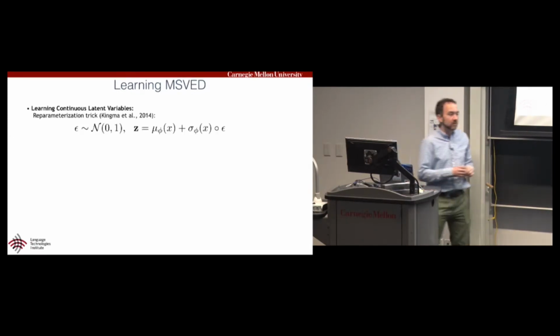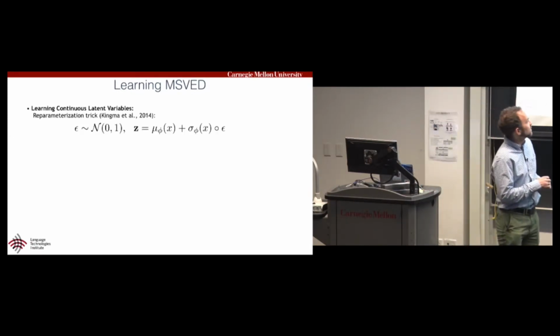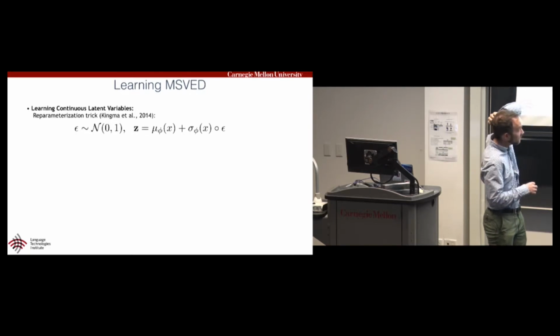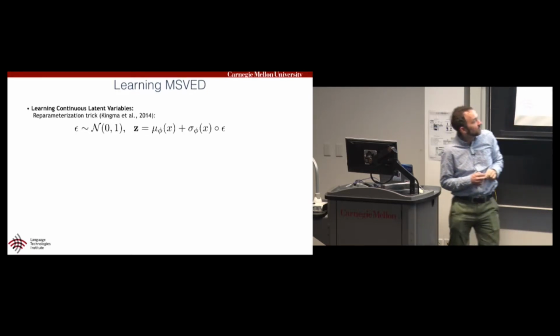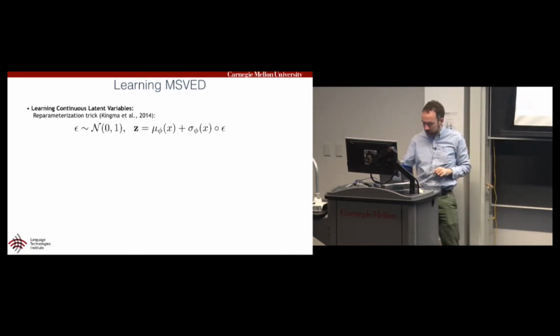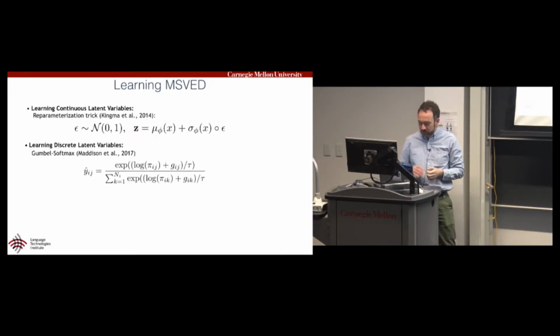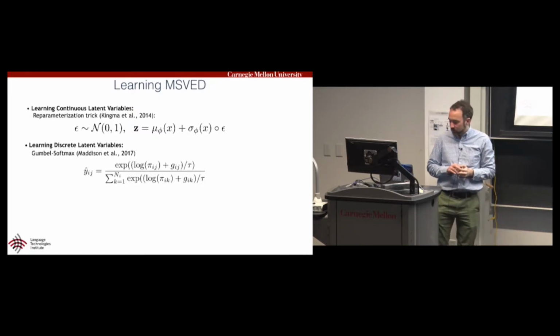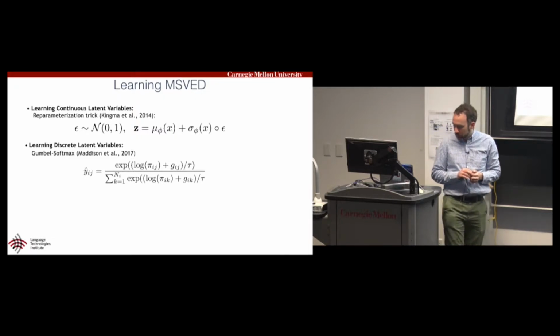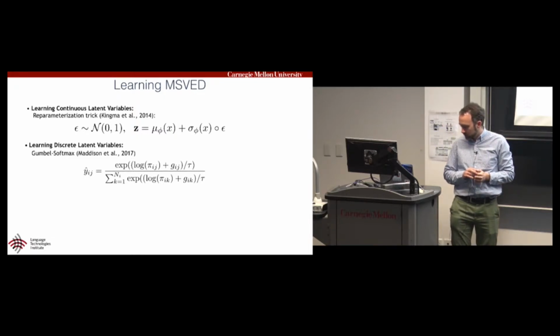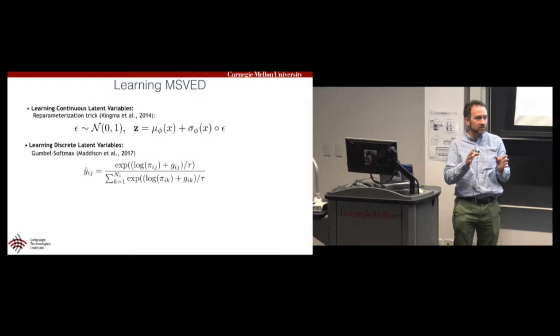We can do this for the continuous variables. You can see here we're doing the same thing. We're basically multiplying the covariance and adding the mean. For discrete latent variables, we can use the Gumbel softmax trick. So the Gumbel softmax trick, basically what we do is we sample Gumbel noise.